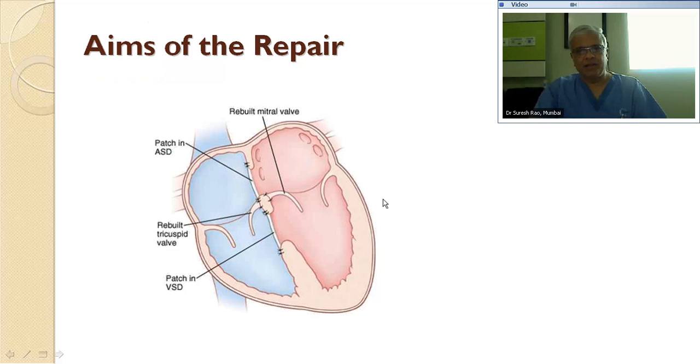Now coming to the surgical aspect of it, what are the aims of repair? I think the aims of repair are, one, to close the shunt, that is at the atrial level, the ventricular level, and also in between at the valvular level. And the other thing is to rebuild the mitral and the tricuspid valves to make them competent and functional.